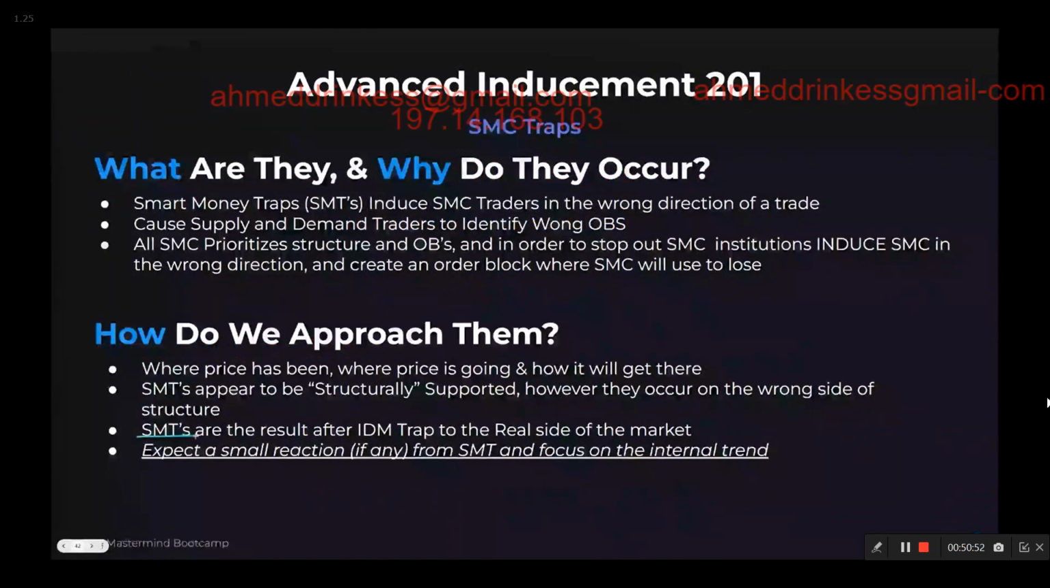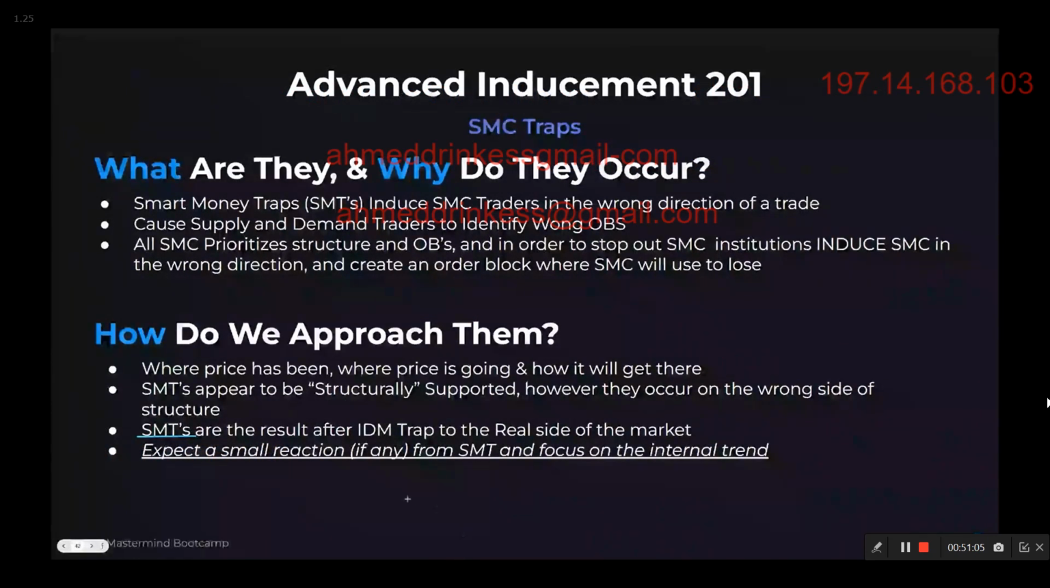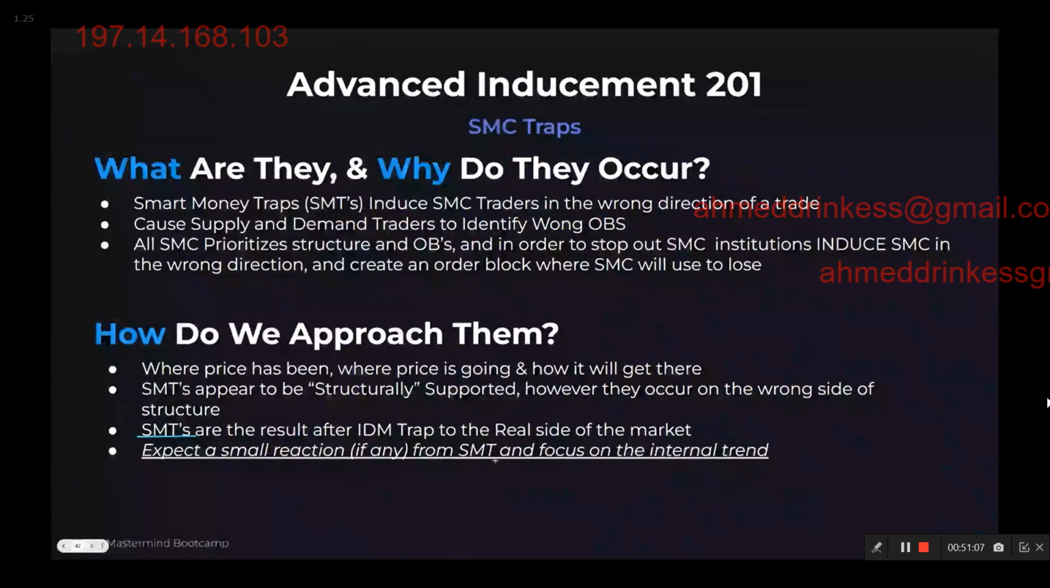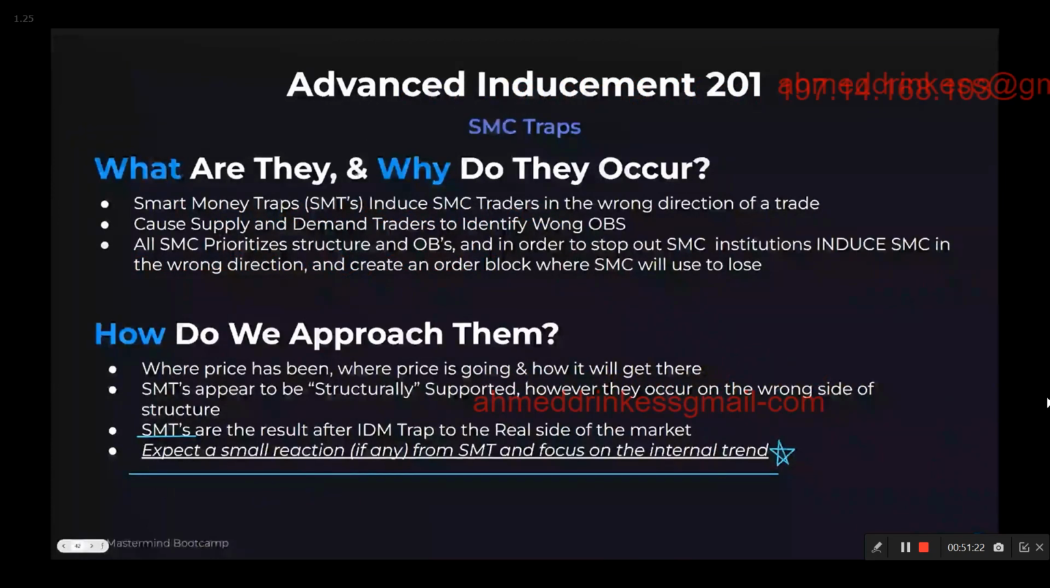Whenever you hear of SMTs, the first word that needs to come to your head is inducement. If I say, where's the SMT? Think about inducement. Where's the inducement? Because it tells you everything. So with SMTs, expect a small reaction, if any, from the SMT and focus on the internal trend. This is something we're going to be disclosing heavily today and next weekend, so please make sure to write this down. This is so important. And once you write that down, I'm going to tell you guys something rather important.